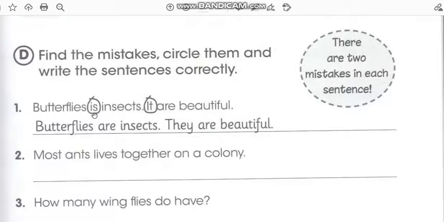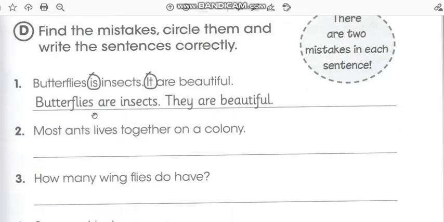Okay, let's start with number 1. Butterflies eats insects it are beautiful. Of course it's wrong because we are dealing with plural. The plural comes with are, not is. Here he circled the is. Since it is plural, we replace the subject with a pronoun; the pronoun takes the place of the subject.